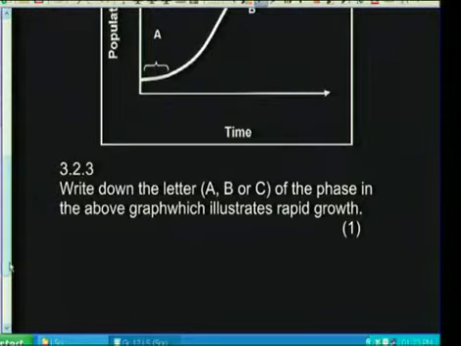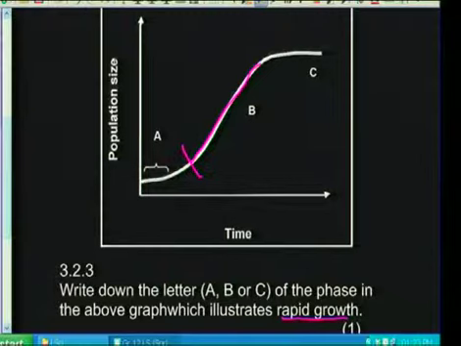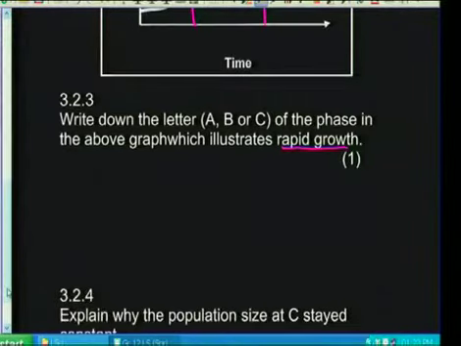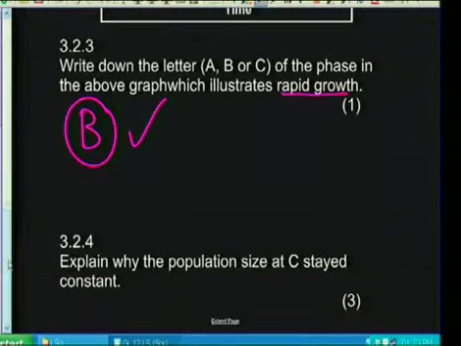Write down the letter A, B, or C of the phase in the above graph which illustrates a rapid growth, and we just did that. So when we looked at the rapid growth phase, it would be there, and here we see the population within a short period of time increasing rapidly. So the answer for that question would be B. So during B, which is the accelerated growth phase, the population doubles in a short span of time.